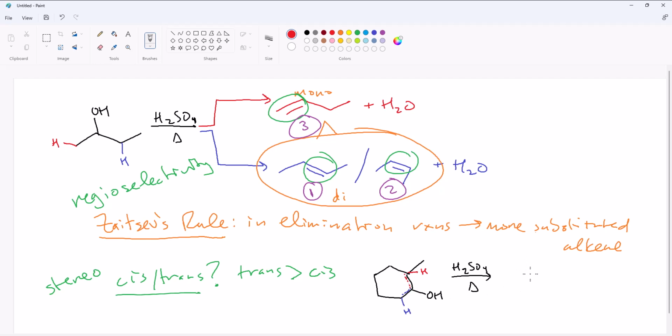Zaitsev's rule dictates that we want to form the more substituted product, so we will overwhelmingly form the trisubstituted product plus an equivalent of water to balance out that equation.